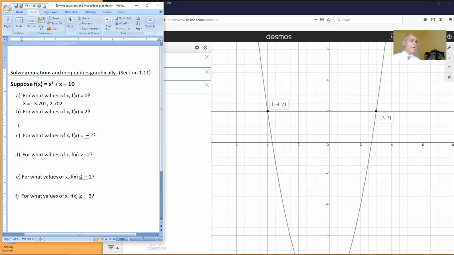So the answer for part B is going to be x equals negative 4 and x equals 3.